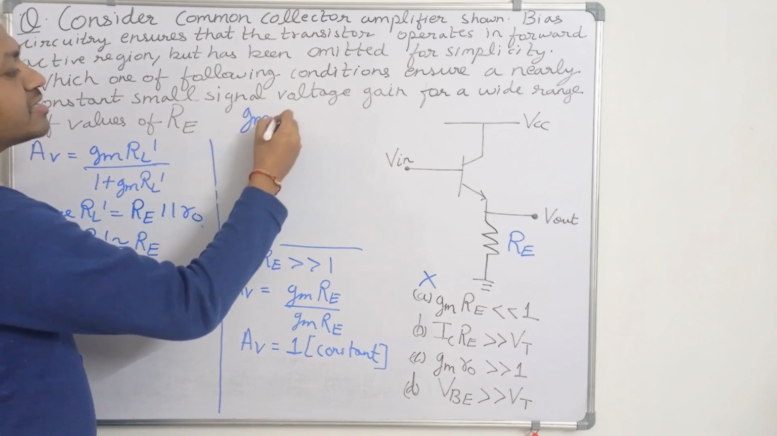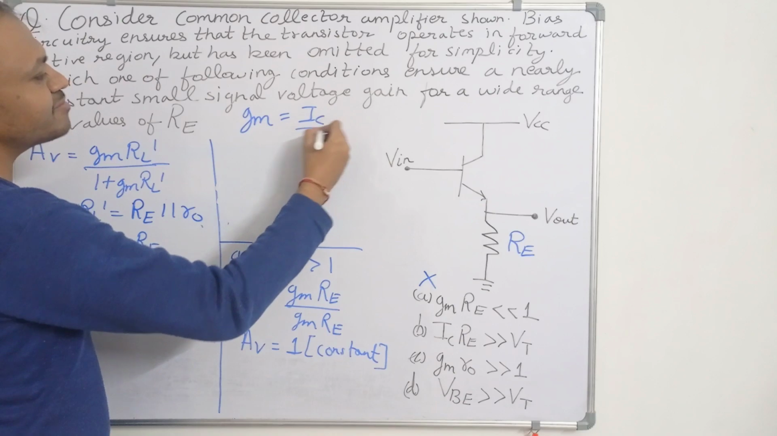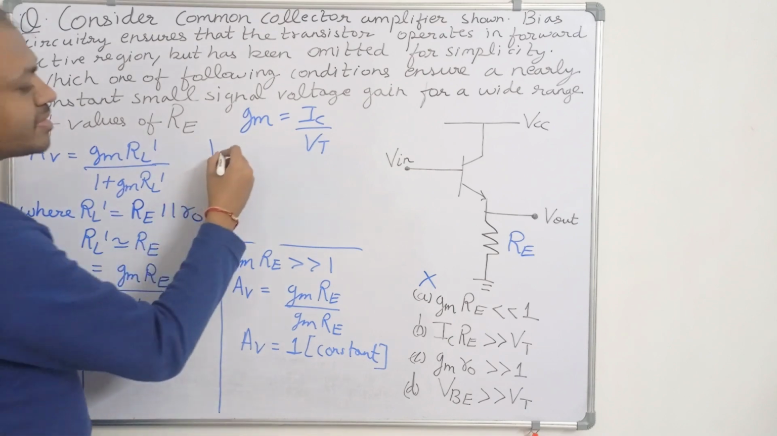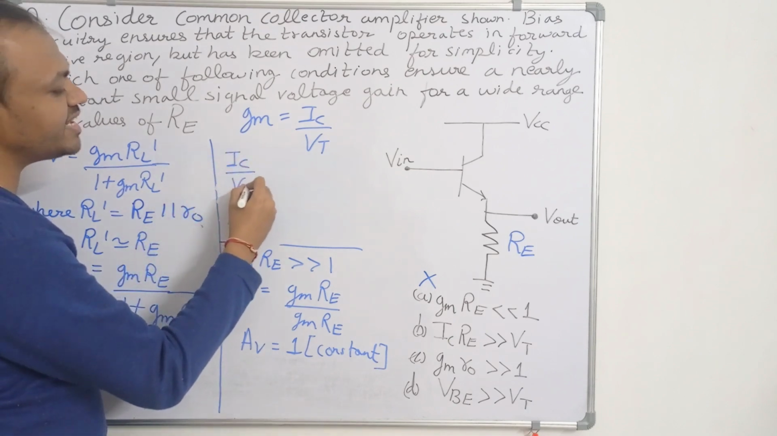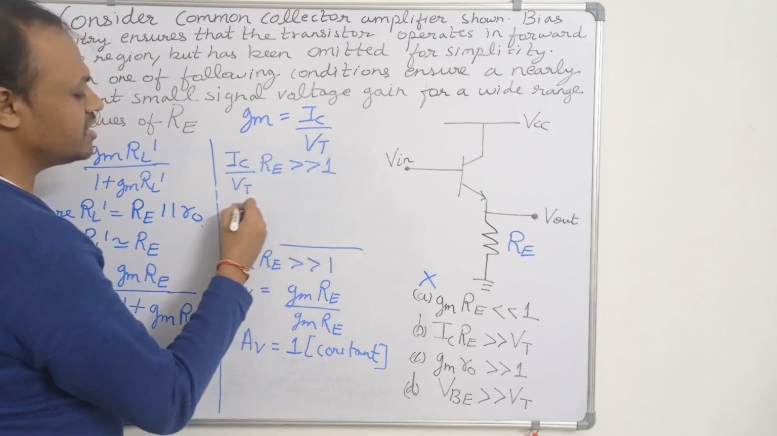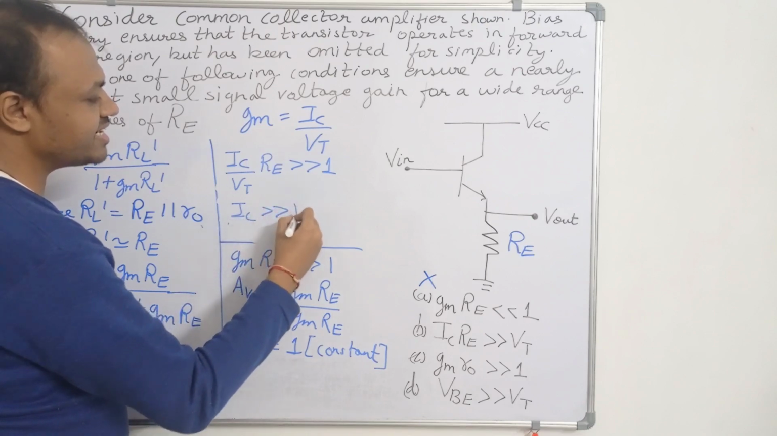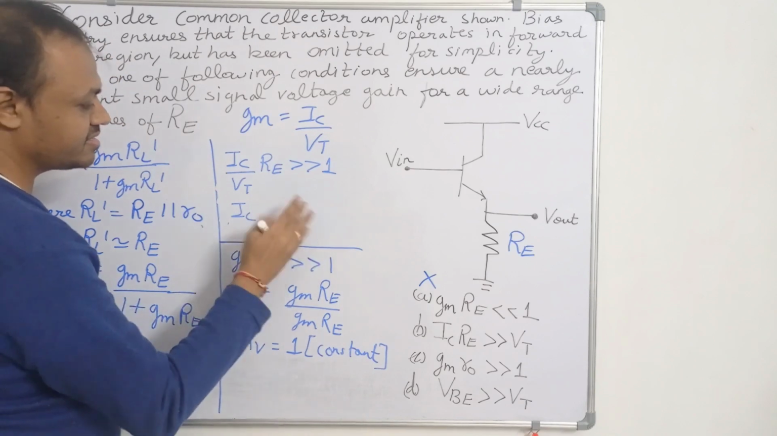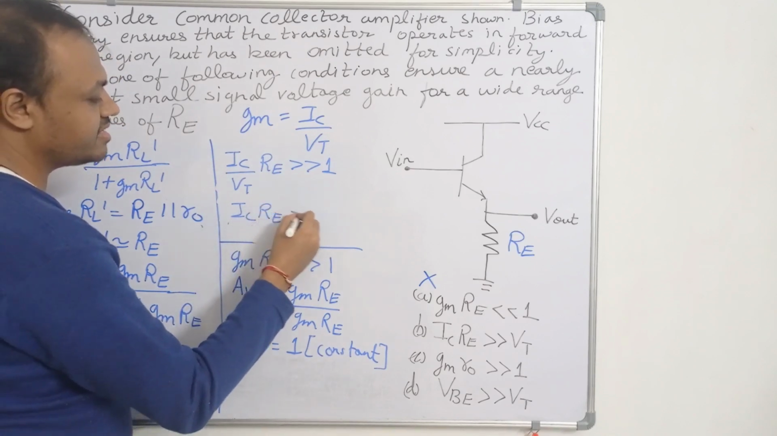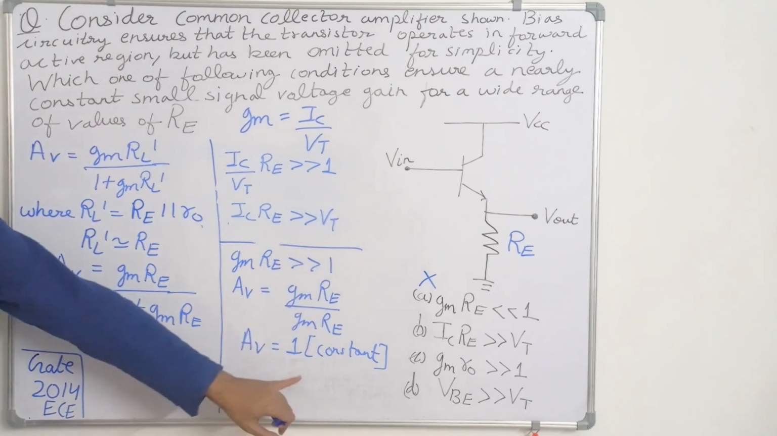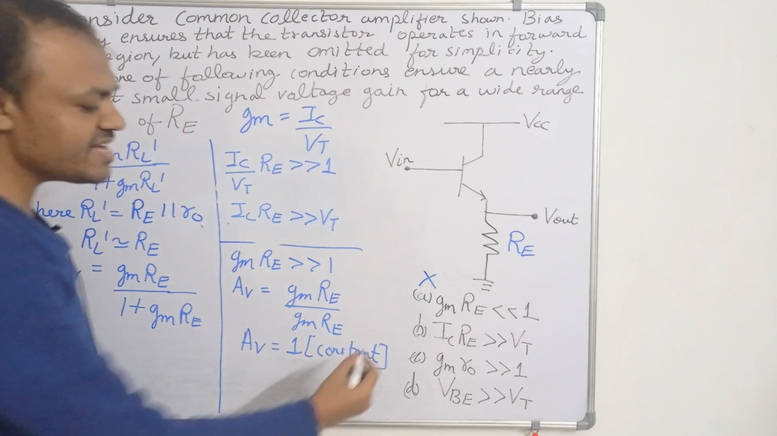VT. The transconductance gm is equal to the collector current upon the thermal voltage VT. So gm Re much greater than 1 can be written as IC upon VT into Re is much greater than 1. So IC Re is much greater than VT. So this condition assures that AV is equal to 1. So option B is the correct option.